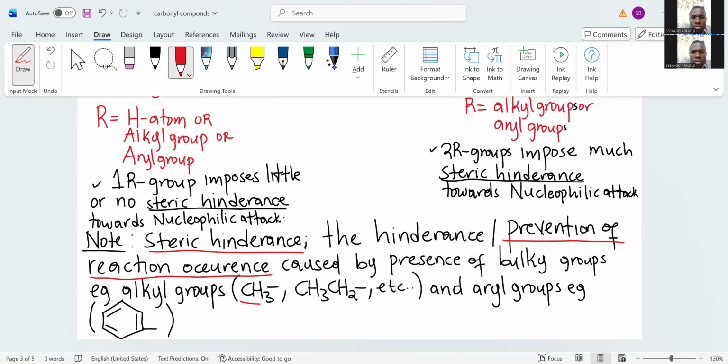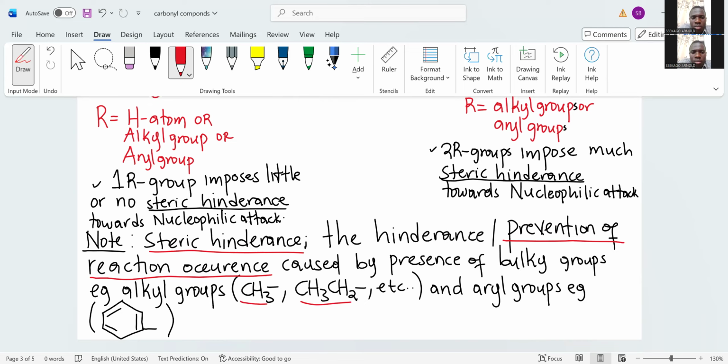Alkyl groups like methyl, ethyl, among others, and the aryl group. For aryl groups, it is self-explanatory. You can see that the benzene ring is a bit heavy. It is made up of 6 carbon atoms. So if I call it a bulky group, you can all agree with me that indeed, since it has an extended number of carbon atoms, the group is heavy.